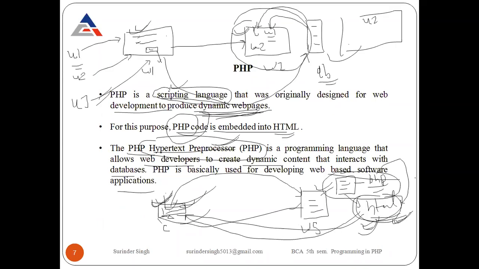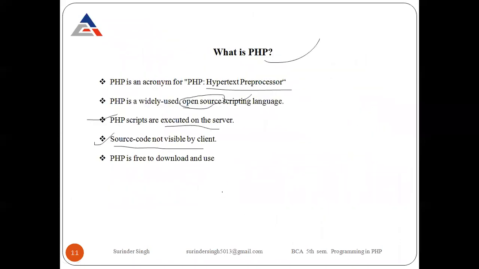Why? Because PHP code is processed on the server. Then after processing, a plain HTML page is forwarded to the client machine. So the source code of PHP is not available or visible to the user. PHP is free to download and use.